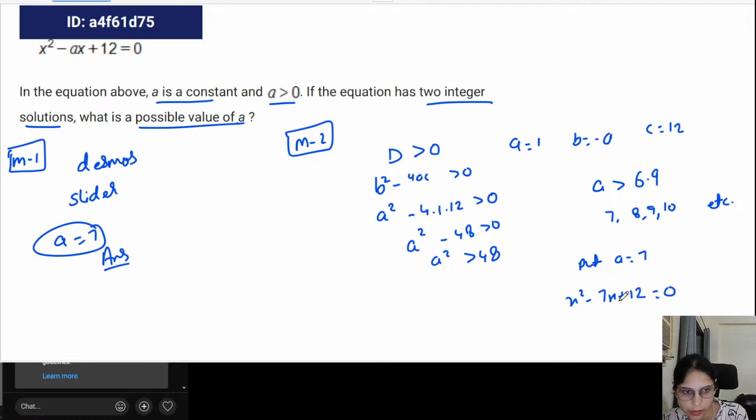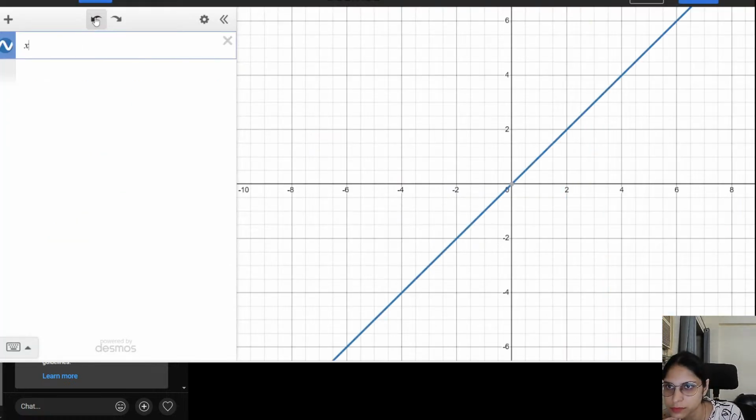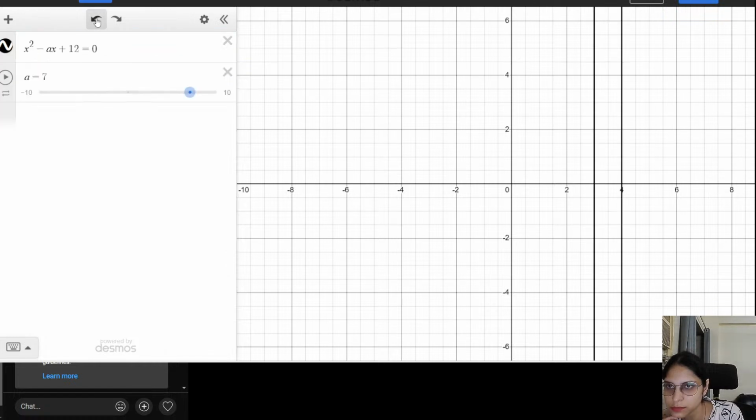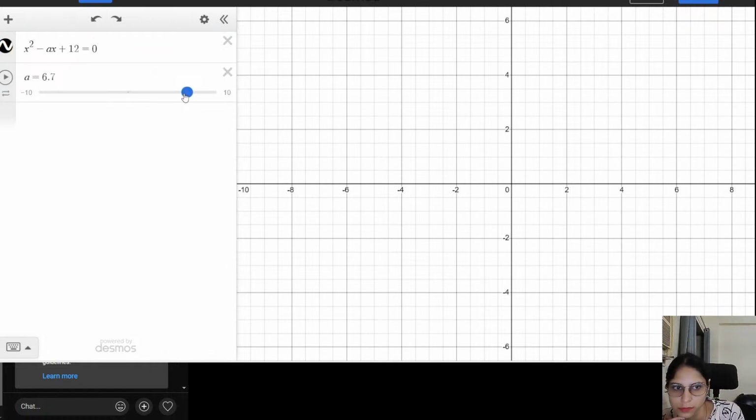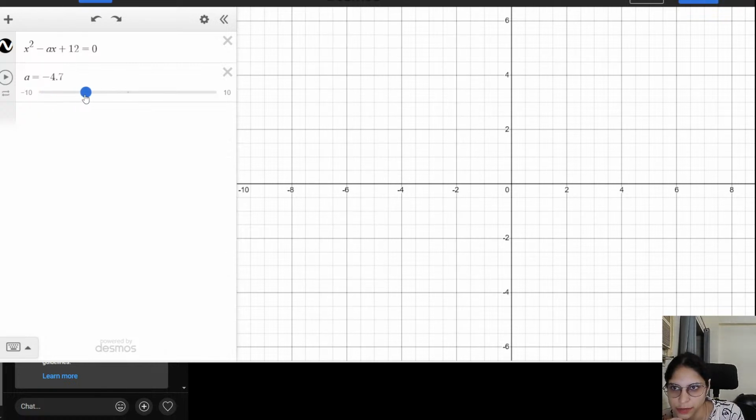Yeah, you will get, because x minus 3 times x minus 4. So I think, yeah, in this particular question, you can use the slider method. Okay, I've never used it before, but yeah, you can use it. Because if you go here, you're able to see things where we do not want a to be negative.